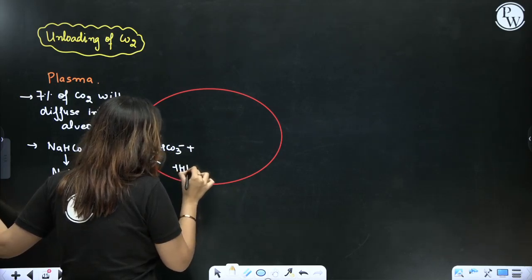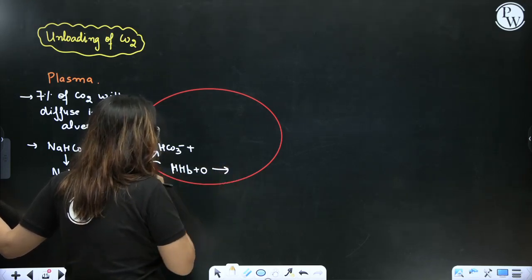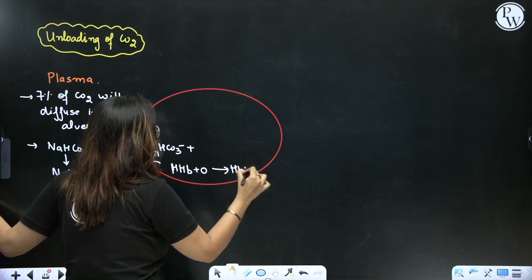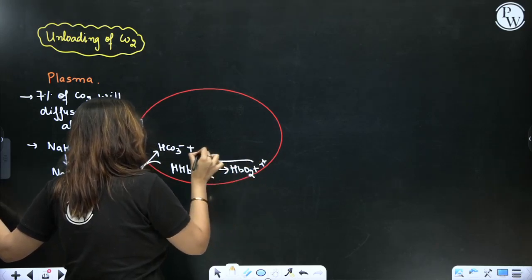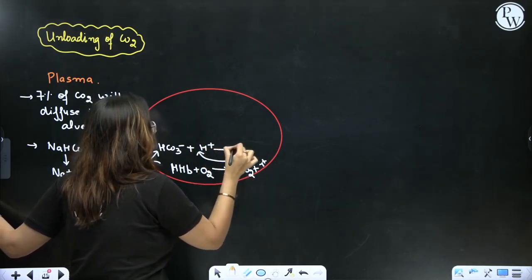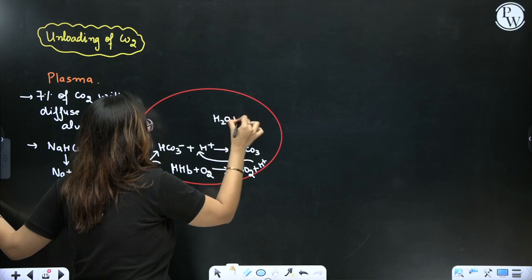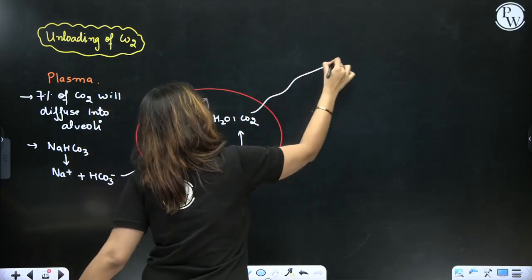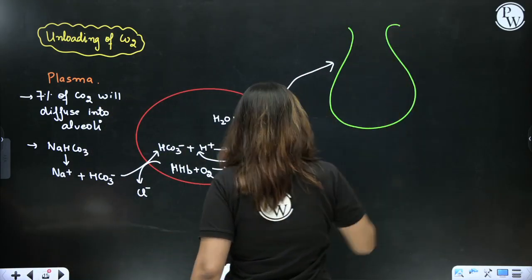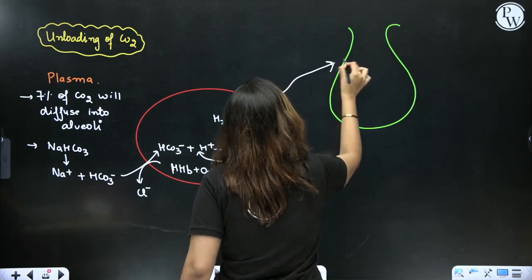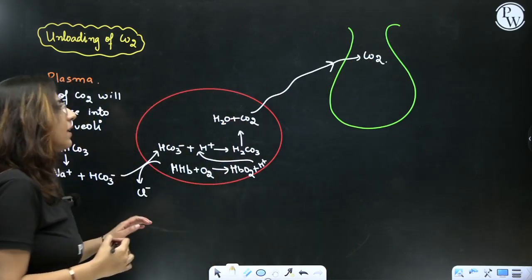Now what will happen next? HHb was there. You remember HHb? Now HHb will look for oxygen. Now we are having oxygen. Oxygen will push this H+ ion. What do we get? HbO2 plus the H+ ion. Now this H+ ion will come over here and form H2CO3. This H2CO3 will further form H2O plus CO2. Now this CO2 will be released. Clear? Here we are having the alveoli. So this is how it is released. Everybody, is this clear? Hope I am making the thing simple for you.